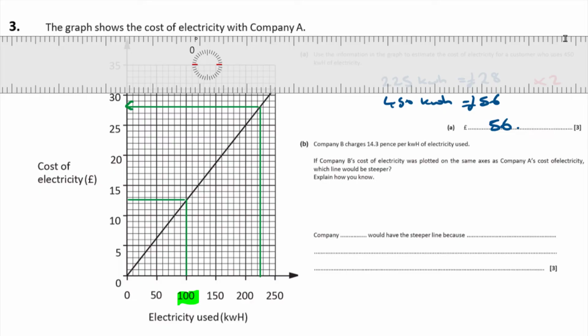I hope you can see that 100 kilowatt hours costs about, what's that, £12.50. So for company A, 100 kilowatt hours equals £12.50. So dividing both sides by 100, then 1 kilowatt hour is going to be that divided by 100. It's going to be 12.5 pence, then, isn't it?